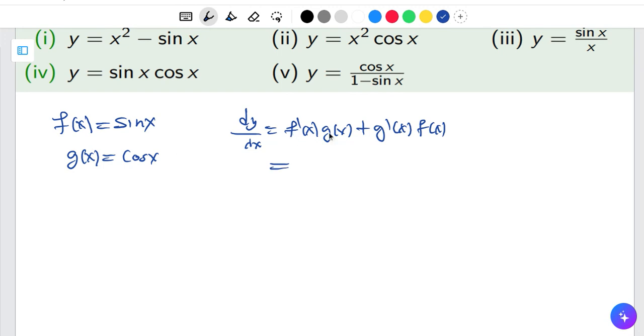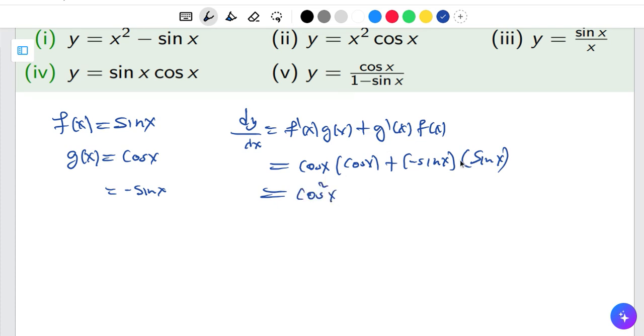So what is our f prime? The derivative of sine is cos. Then g is cos also. Then plus the derivative of g function, which is negative sine x. So we have negative sine x here. What about the function f? Function f is sine x. So what do we have here? If I multiply, I'm going to get cos squared x, and then when I multiply here, I'm going to get negative sine squared x. So this is what we have.